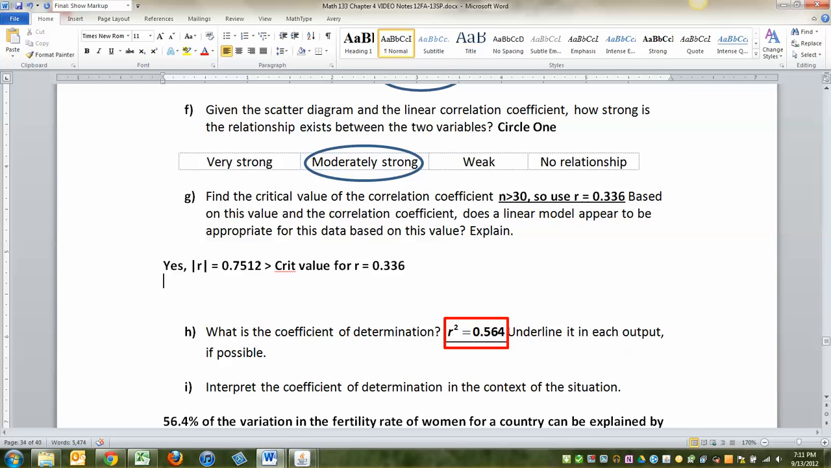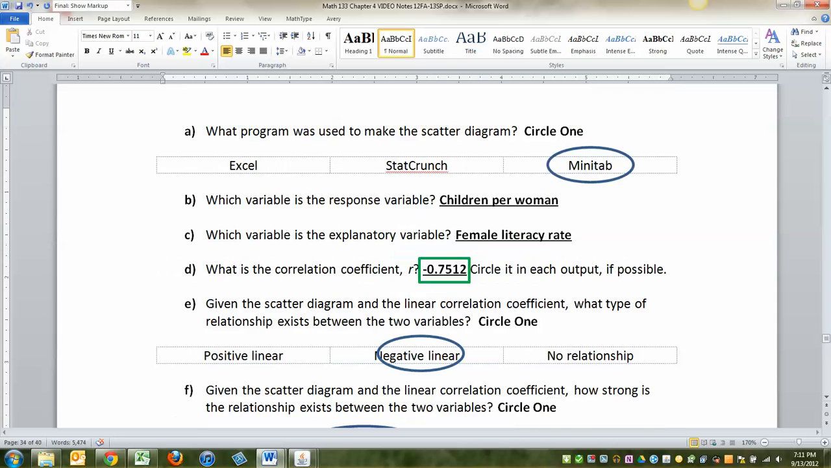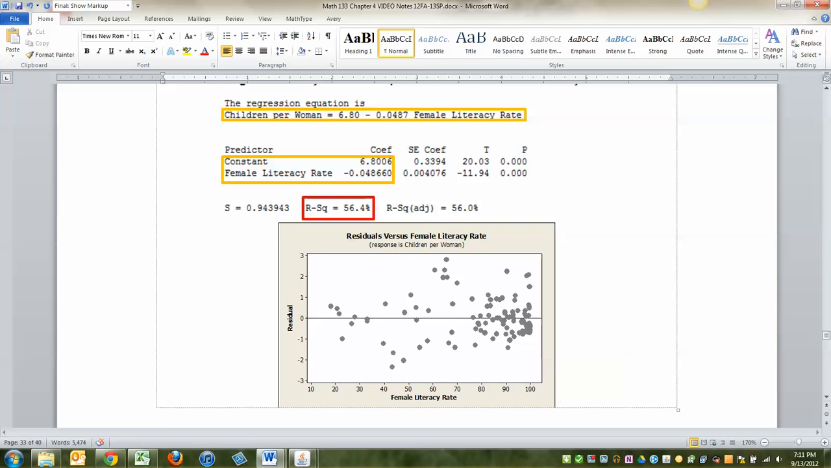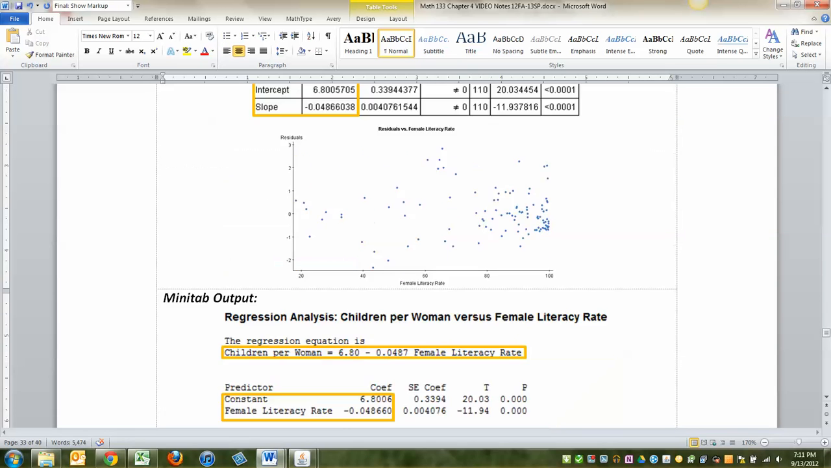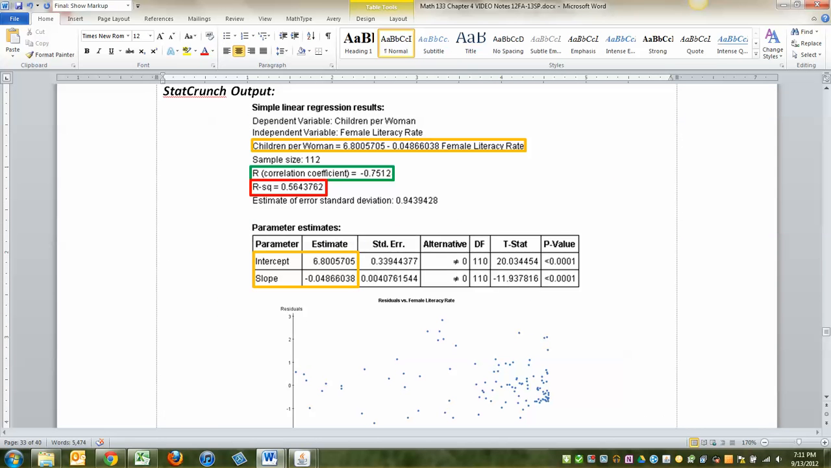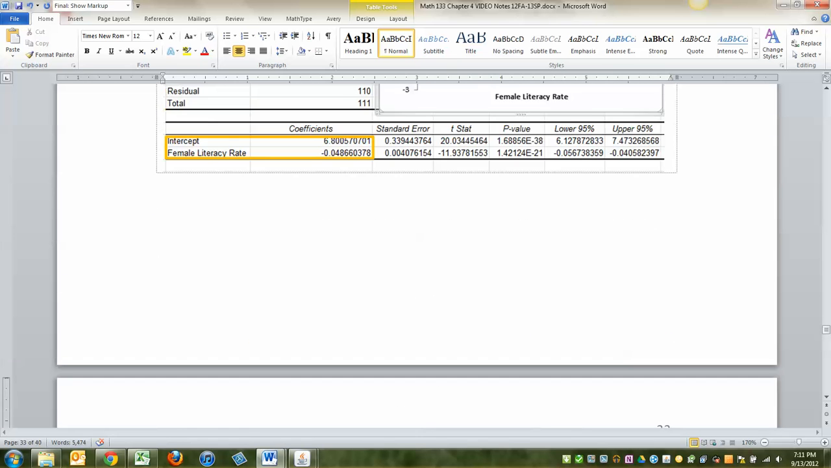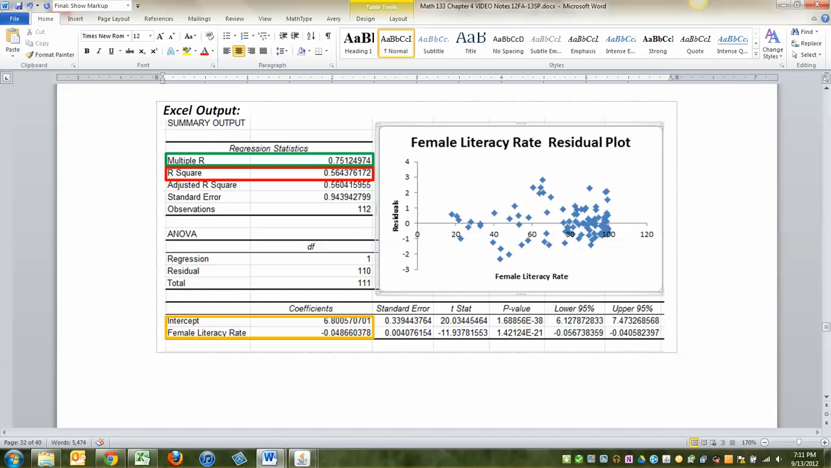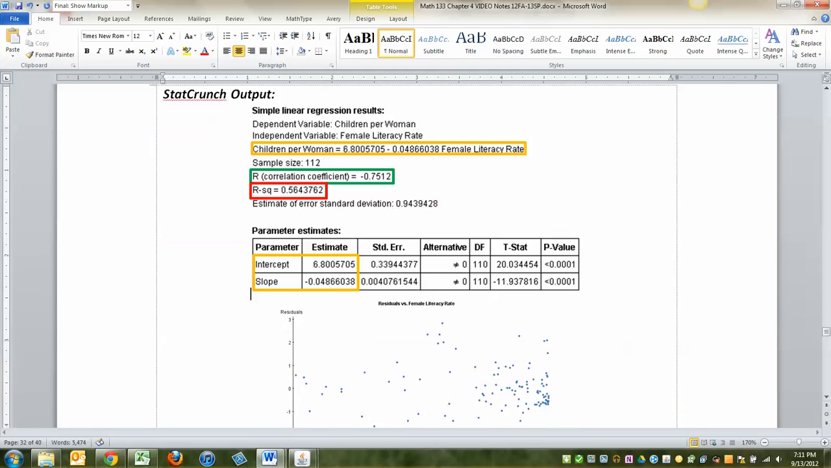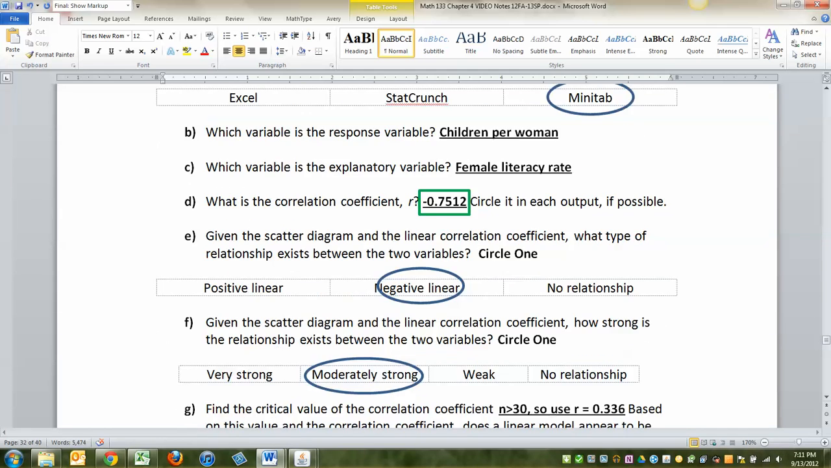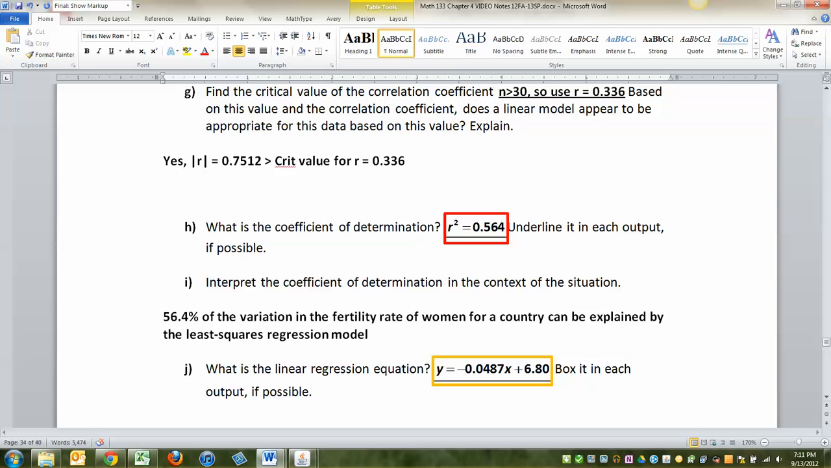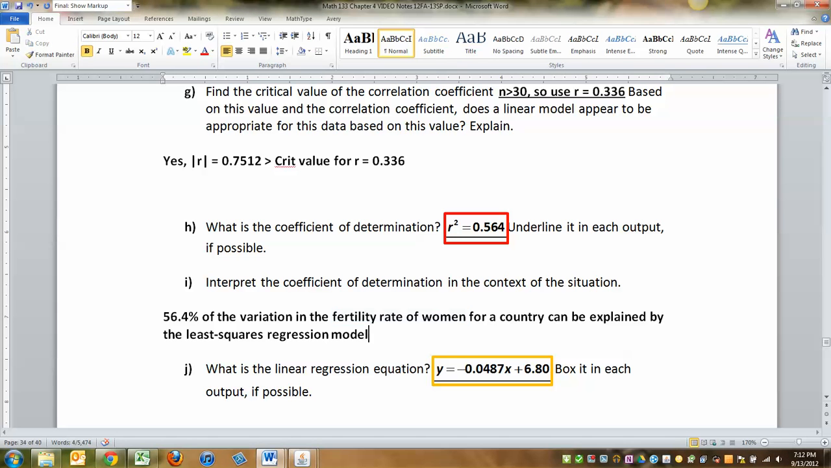All right, what is the coefficient of determination? That's r squared. So I put it in a red box, so let's go see. Minitab does give us that one. R squared is 56.4%. Here it says RSQ, that's r squared, 0.564, 56.4%. And then right there, r squared, 0.564. Okay? Now what does that mean? Well, that's from section 4.3. That means that 56.4% of the variation in the fertility rate for women of a country can be explained by the least squares regression line. In other words, 56.4% of the variability in Y, your fertility rate, can be explained by your model.